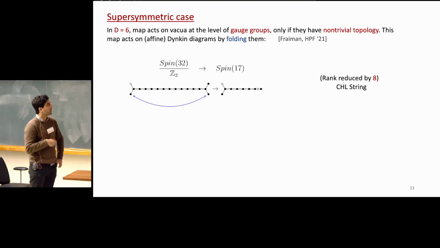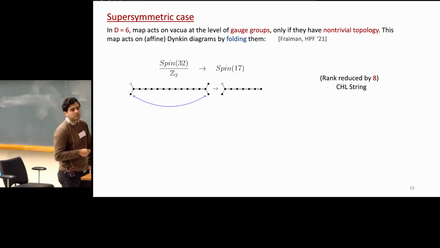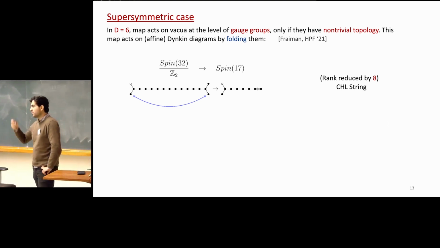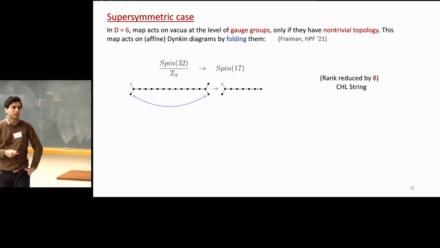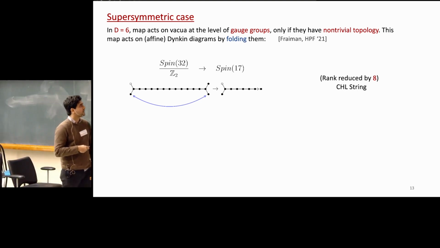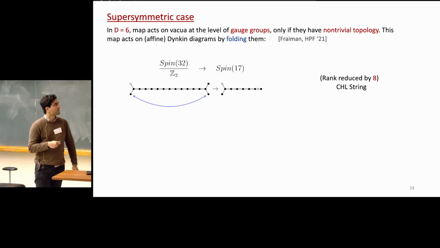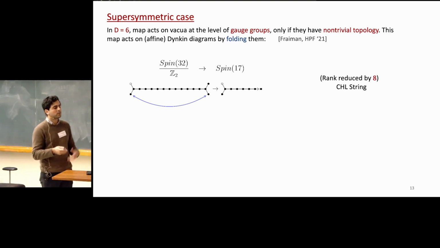Okay. All right, if we go to 6 dimensions, we don't have any physical way of realizing a map analogous to this, but we can be smart and formally generalize the map by looking at properties of these theories. And what we found is that the map has a nice action on the gauge symmetries, and it acts depending on the topology of the group.